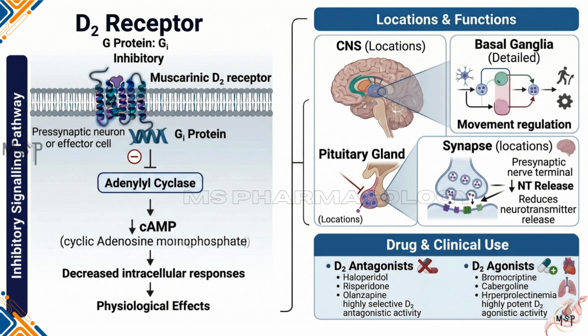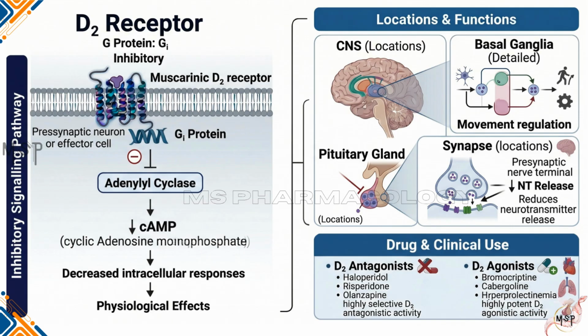Moving to the D2 receptor. These receptors are coupled to Gi proteins and are located in the basal ganglia, pituitary gland, and presynaptic nerve terminals. Their activation inhibits adenylyl cyclase and decreases cyclic AMP levels. Functionally, D2 receptors regulate movement, inhibit prolactin secretion, and reduce neurotransmitter release.